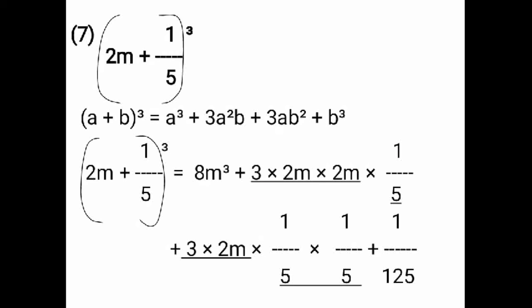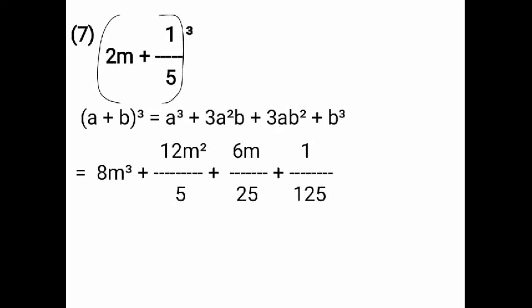Now we'll solve the 3ab square part. 3 twos are 6. 6 ones are 6. 6 ones are 6. 6 into m is 6m. In the denominator, what do you have? 5 and 5. 5 5s are 25. That is, the answer is 6m upon 25. So the final answer is 8m cube plus 12m square upon 5 plus 6m upon 25 plus 1 upon 125.